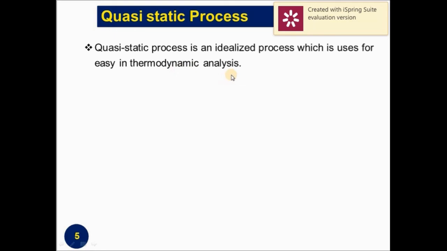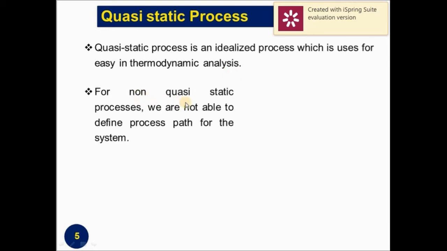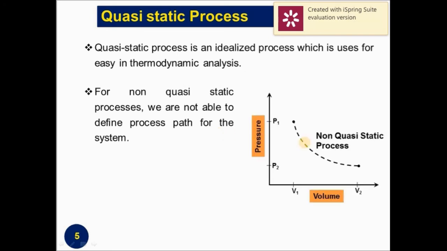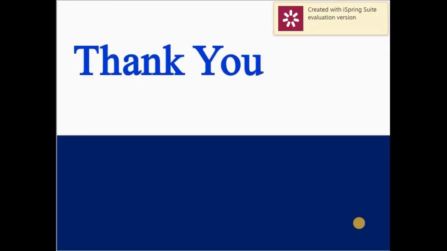So in actual life, no process is as slow as quasi-static. However, for ease in analysis, we assume the process occurs in a quasi-static manner. For a non-quasi-static process, we are not able to define the process path for the system. So if the process is not quasi-static, we cannot define the path. Hence, for the quasi-static process, the path is defined by a dashed line instead of a solid line. So if we want to define the path of a process, the process must be quasi-static. If the process is not quasi-static, we cannot define the path of the process.